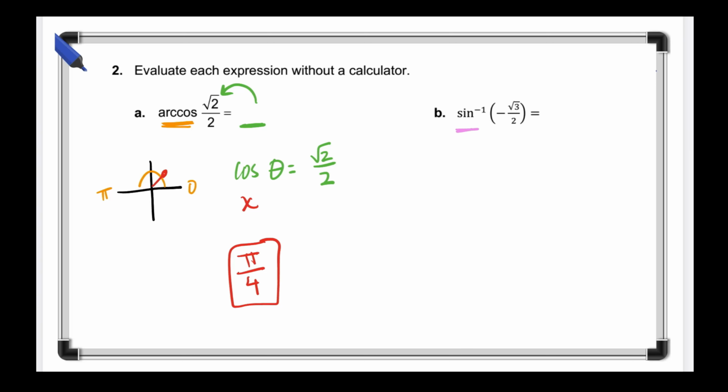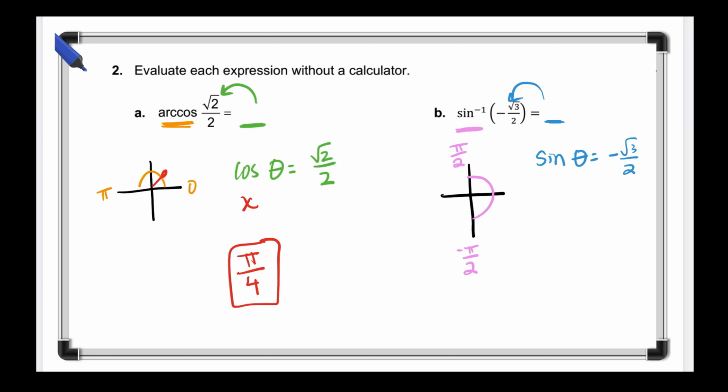Okay, for letter B, we have the inverse sine. So again, we want to look and see what that range is. For sine, we're going to be between negative pi over 2 and positive pi over 2, so in quadrants 1 and 4. And then we see that the sine of some angle has to get me negative root 3 over 2.